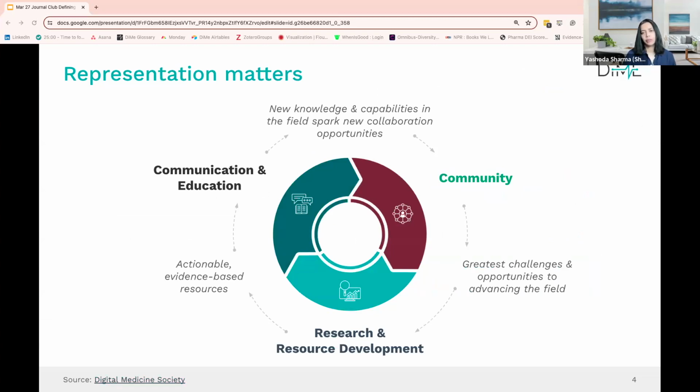Representation is critical to promoting inclusion. Communication and education resources generated by DIME are open source and available to all stakeholders. Our research and resource development reflect the priorities that are critical to advancing healthcare and research. And our community includes experts from across tech and healthcare. They represent all the stakeholders who stand to benefit from digital innovation, including patients. These are the people who can take the actions that we need to transform healthcare and research to help achieve health equity.